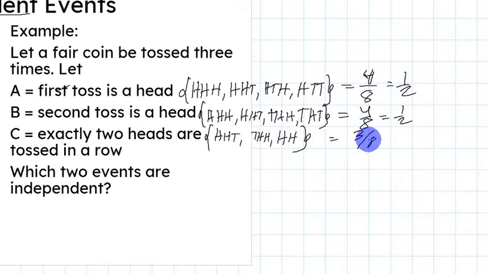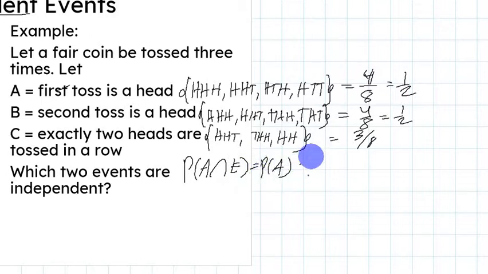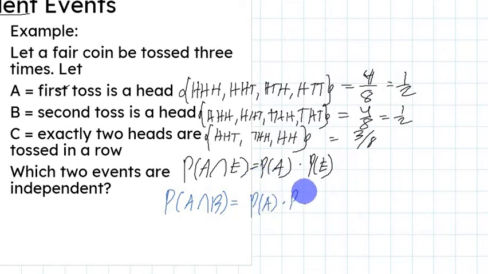Now, according to the definition of independent events, the probability of A and B will simply be the product of the probability of A and the probability of B. So let's see. Let's use a different color. For the probability of A and B, we have here the probability of A. Let's follow first our formula, times the probability of B rather.